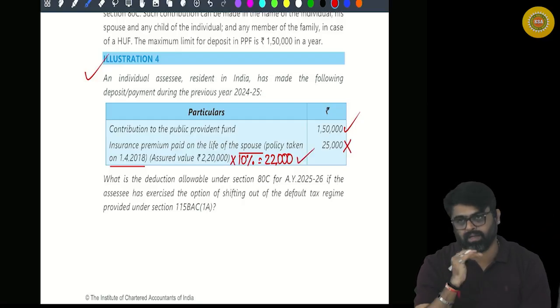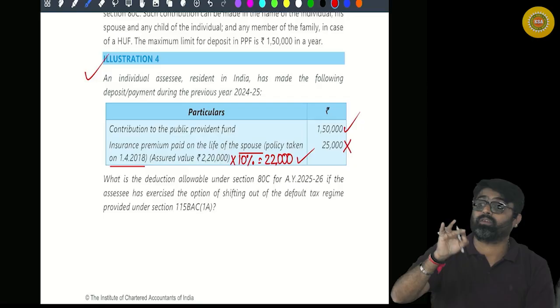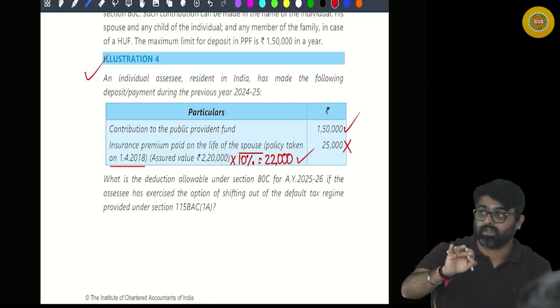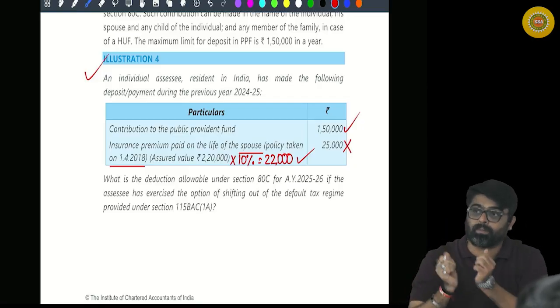So total payments specified under section 80C. How much of the total of such payments during the year?